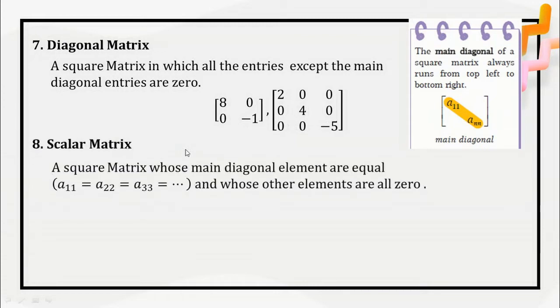How about the scalar matrix? A scalar matrix is a square matrix whose main diagonal elements are equal, a11 equals a22 equals a33, and whose other elements are all 0. Okay, this one is 8, but you can say this one is not identity because it's 8. In a scalar matrix, the main diagonal has the same value: -5, -5, 7, 7, 7.